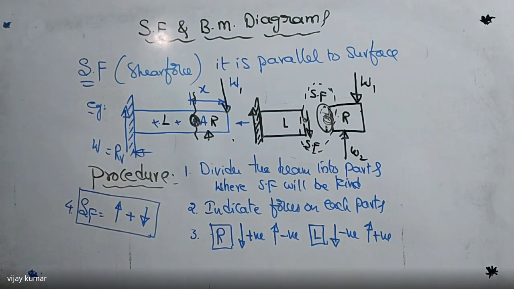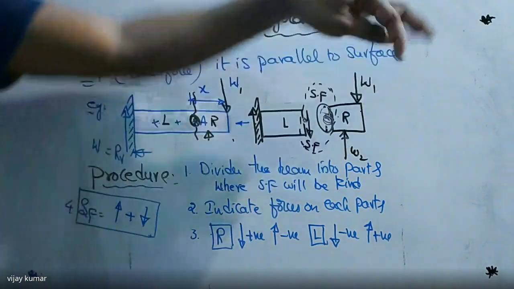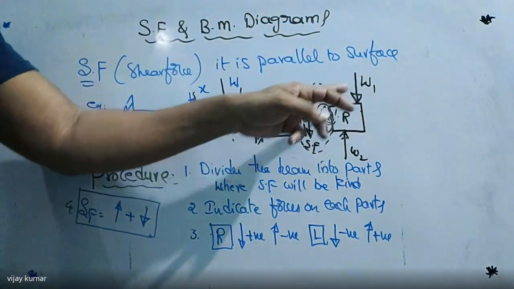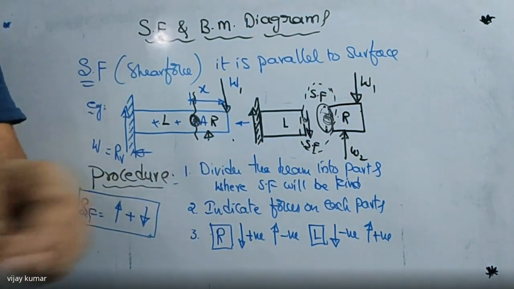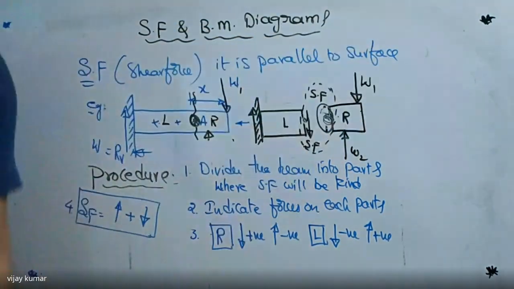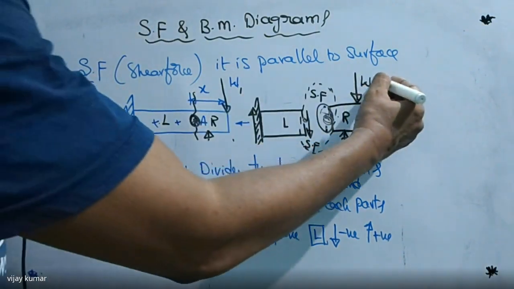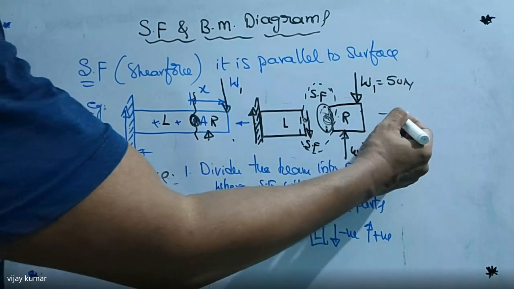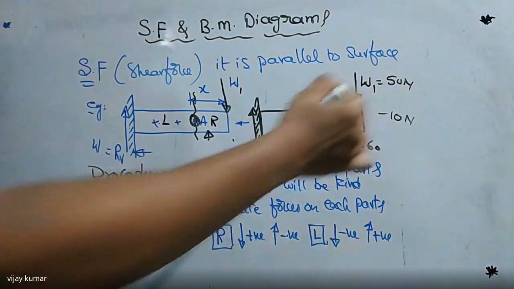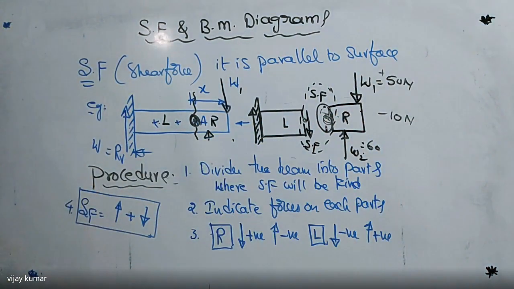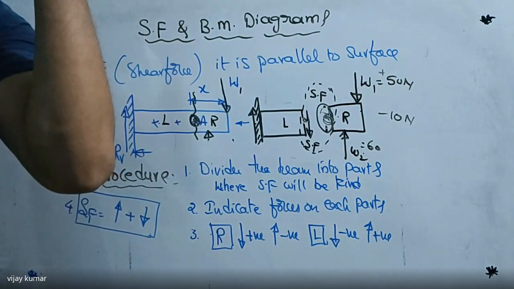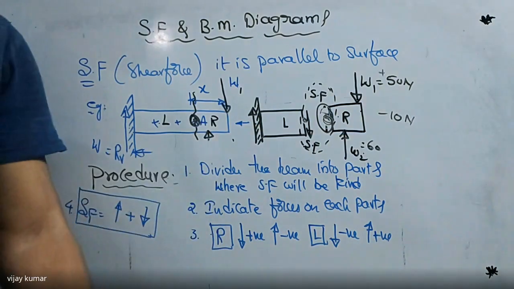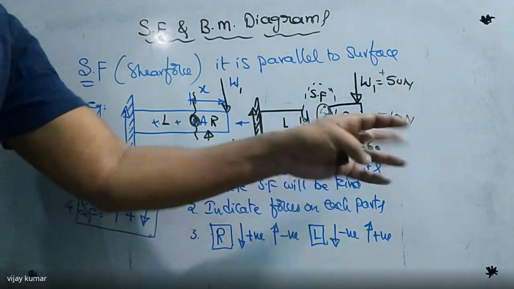Did you get my point or not? So for example, if the shear force has two values, W1 and W2, this is positive, this is negative. For example, it is 50 newtons, it is 60 newtons. If you add these two, we get minus 10 newtons. Why? Because this is positive, this is negative. If you sum up these two, we get minus 10 newtons. That is, shear is negative. Negative means it is moving in downward or upward? Negative means it is moving in upward.